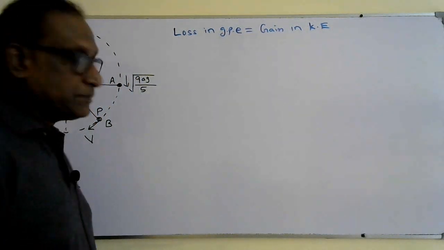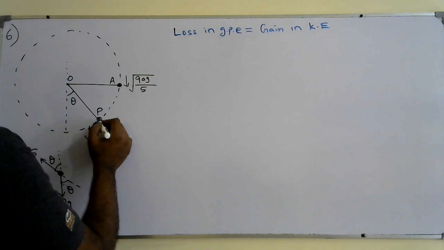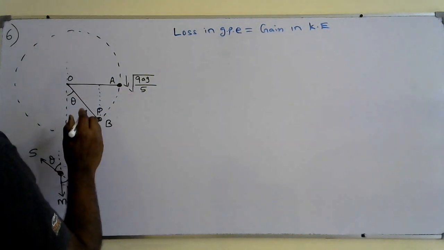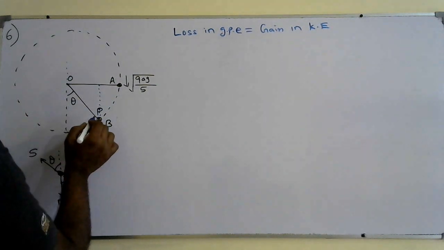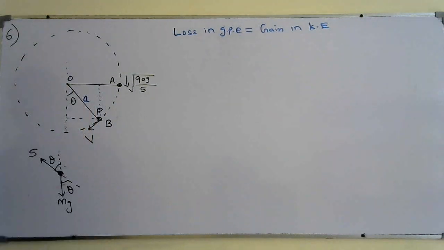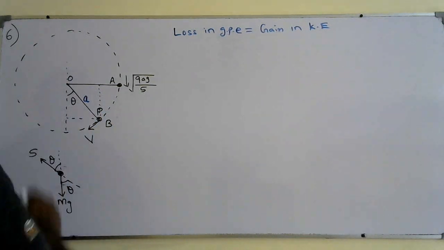By using that, we can find the speed at point B. Loss in GPE: initially it was here, finally here. So the height through which it has fallen is this much. In this right angle triangle, this length is A, the length of the string is A. So this height is A cos theta.